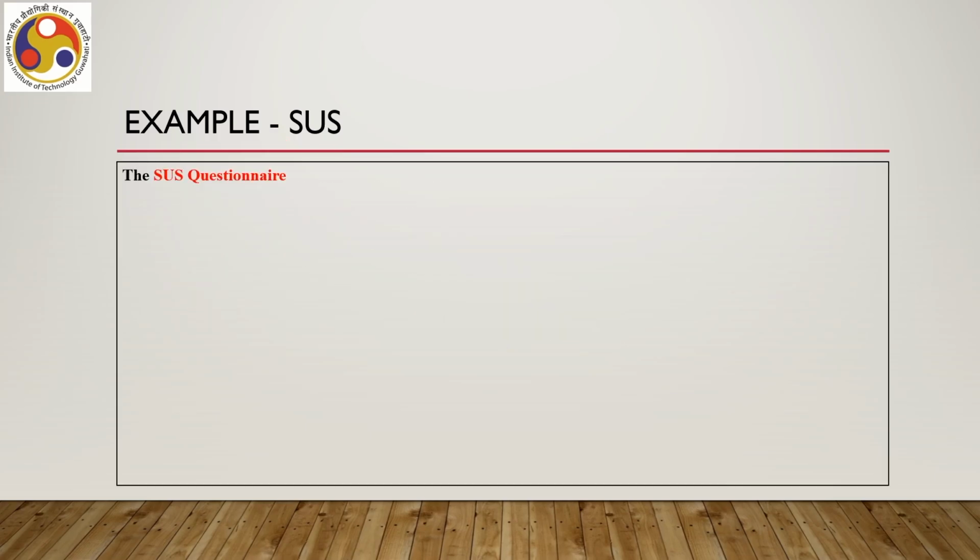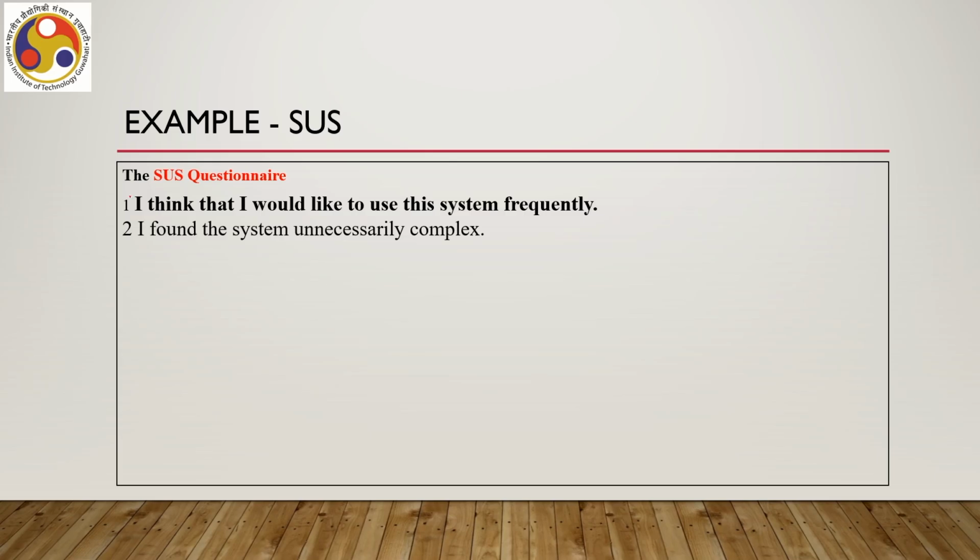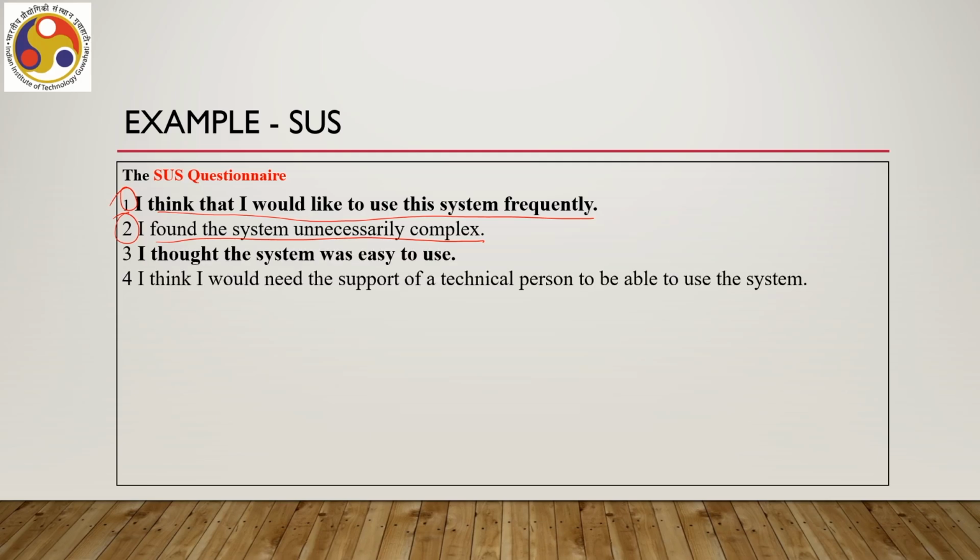Let us have a look at the statements. Question number 1 or statement number 1 you can see is, I think that I would like to use this system frequently. So, this is a positively worded statement. 2 is, I found the system unnecessarily complex. This is a negatively worded statement. Statement number 3 is, I thought the system was easy to use, again positively worded.